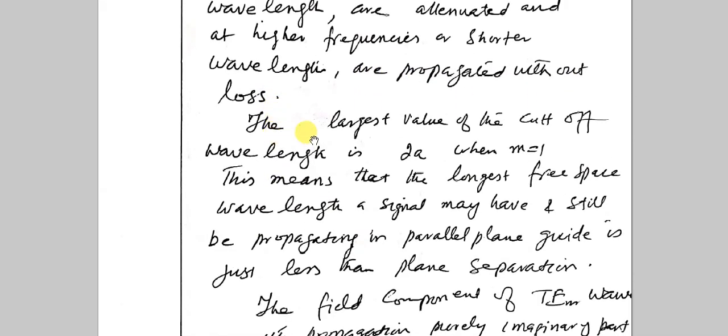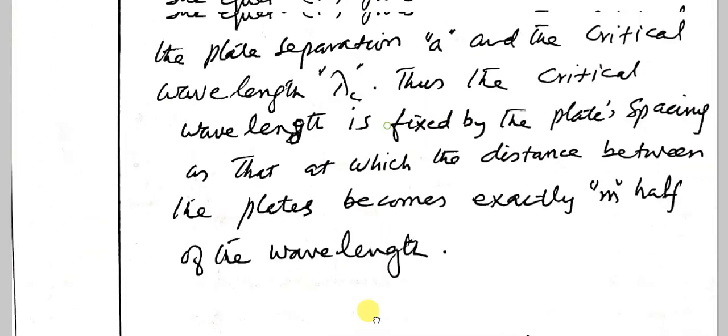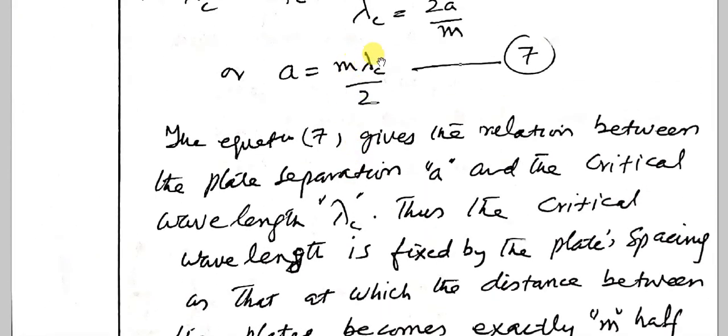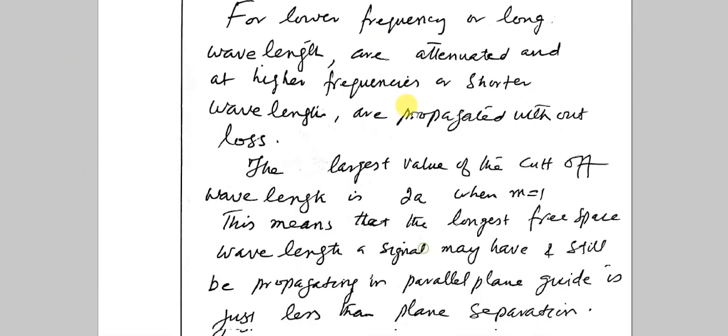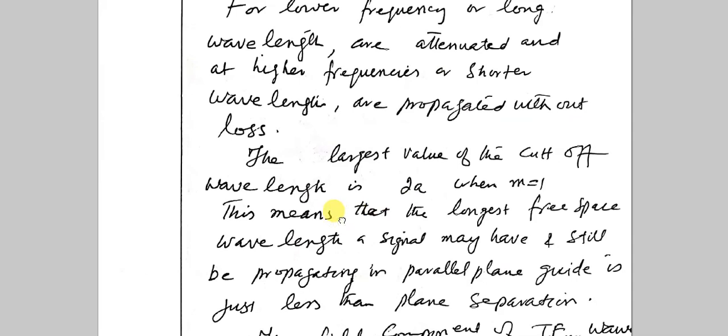The largest value of the cutoff wavelength is 2a, the maximum when m is equal to 1. If you go back to the relation, lambda c is equal to 2a by m. So lambda c will be equal to 2a for m equal to 1, the smallest mode. So lambda c is equal to 2a, which is the maximum separation distance between the plates.